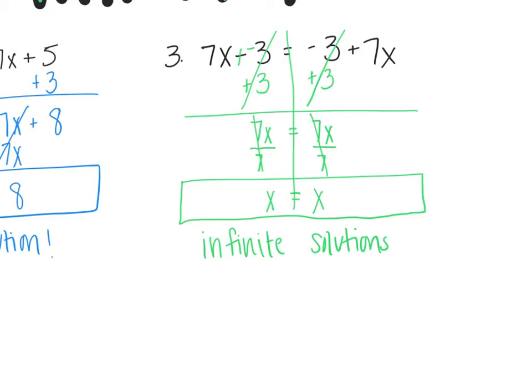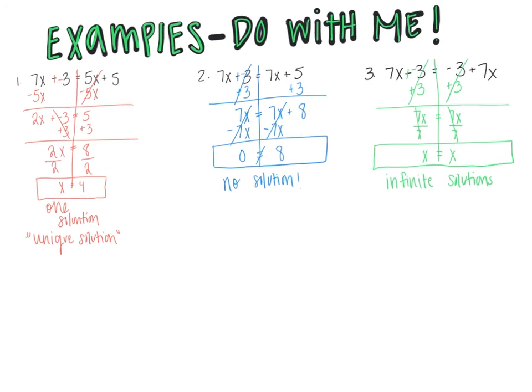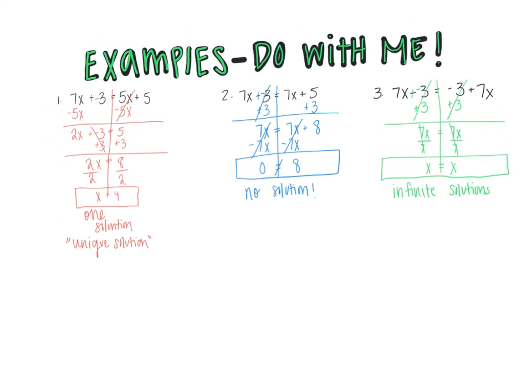Okay? So these are the 3 different types of classifications for linear equations. You can either have a linear equation that has one solution or a unique solution. It can have no solution, which means your answer just does not make sense. Or it can have infinite solutions, which means you can plug in pretty much anything for that number and it will work. Okay, there's multiple solutions for that.